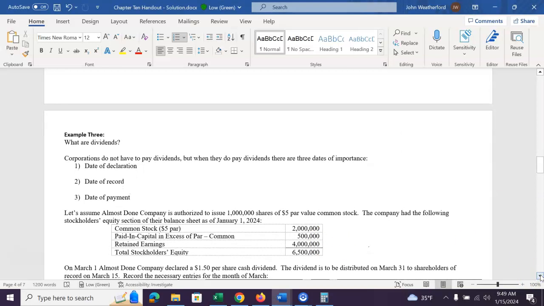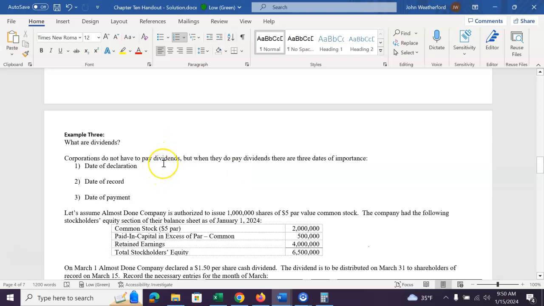All right, and on March 1, Almost Done Company declared a $1.50 per share cash dividend. The dividend is to be distributed on March 31 to shareholders of record on March 15th. Record the necessary entries for the month of March. We're coming back up here, you guys.